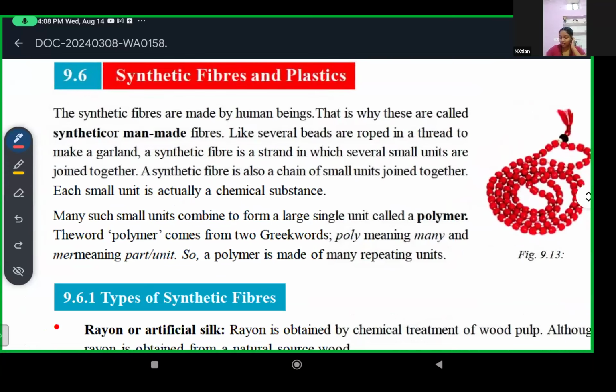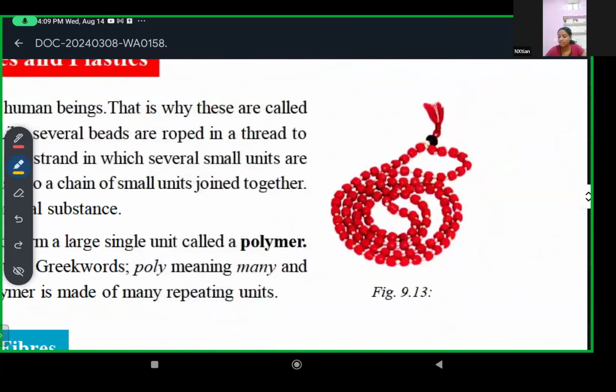Okay, so these are made by human beings. That is why they are called synthetic or man-made fibers. Like several beads are roped in a thread to make a garland, a synthetic fiber is a strand in which small units are joined together. A synthetic fiber is also a chain of small units joined together. Each small unit is actually a chemical substance. Okay, if you see this diagram, the thread is also a synthetic fiber, and the beads are also a synthetic fiber.